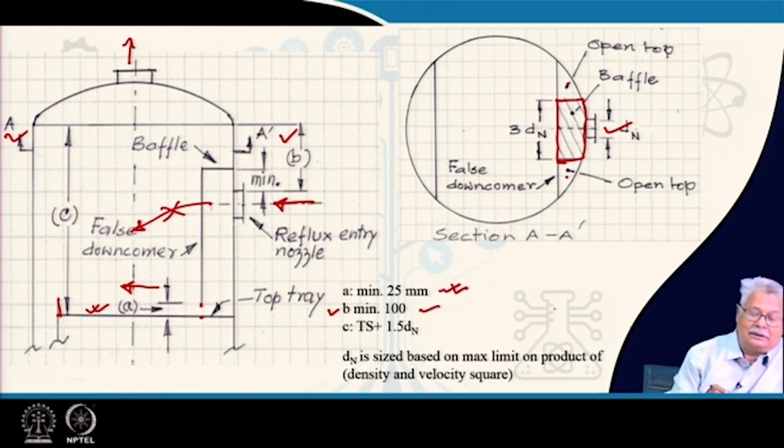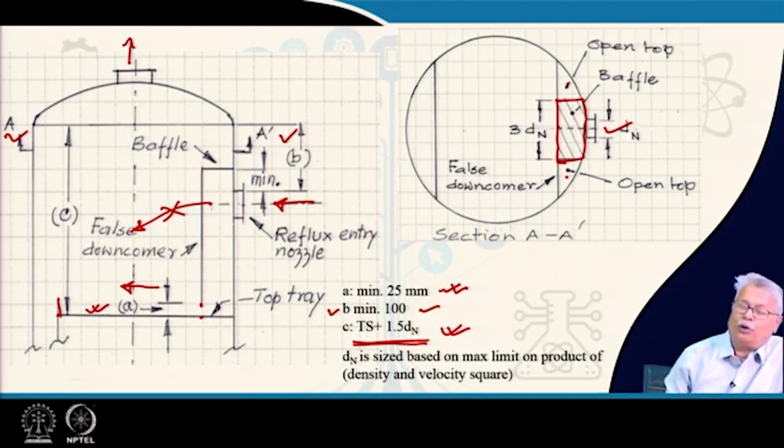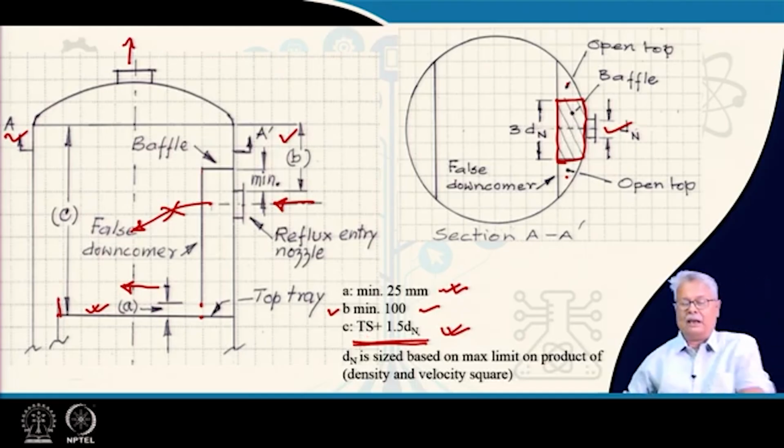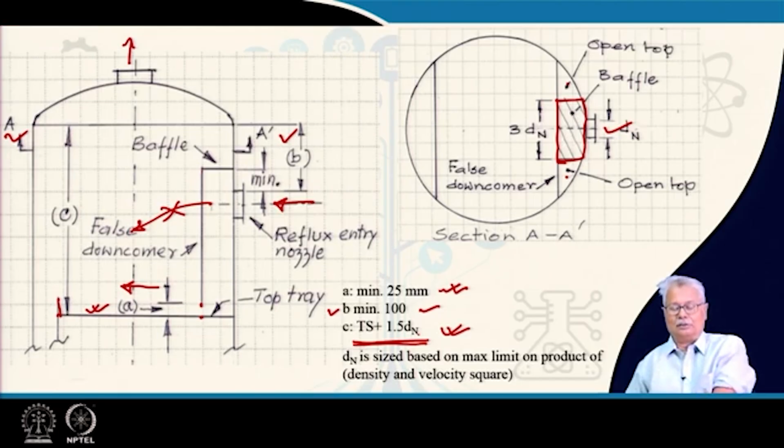Next comes the distance C. That means how much below the top you are going to place your deck. If your normal tray spacing is TS millimeters and the diameter of your reflux entry nozzle is DN, the practice is to have a slightly higher dimension here, and keep it at TS plus 1.5 DN or more. Now, the question comes, how do I know DN, the nozzle diameter? It is based on the maximum limit on the product of density and velocity square, which we will see later when we talk about the vessel sizing and the vessel fittings.